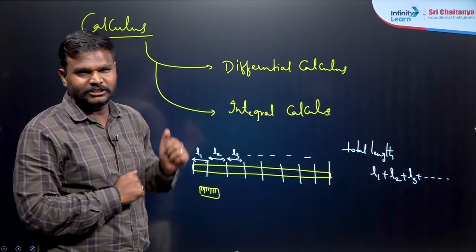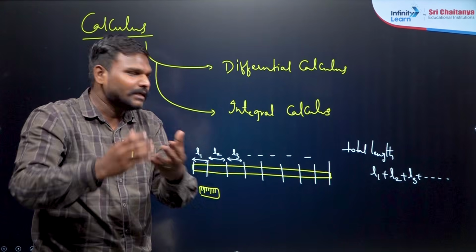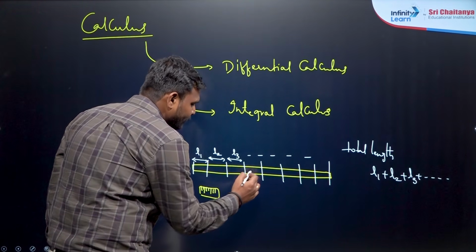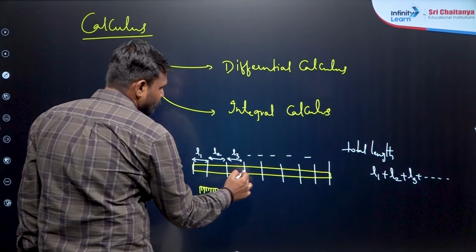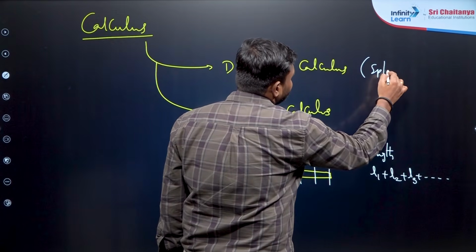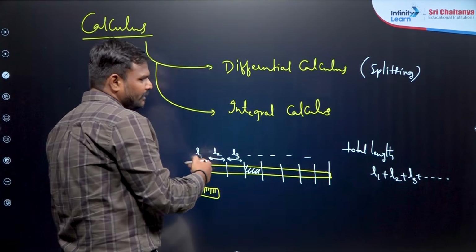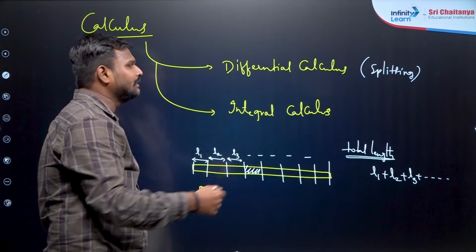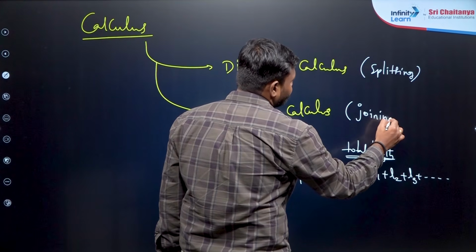First we will do differentiation. What is differentiation? Whatever the function you are having, break it into pieces, make the smallest piece possible. So we will split the function into the smallest pieces. Then in the end, what we have done, we have added everything, we have joined all the things. So in integration we will join.